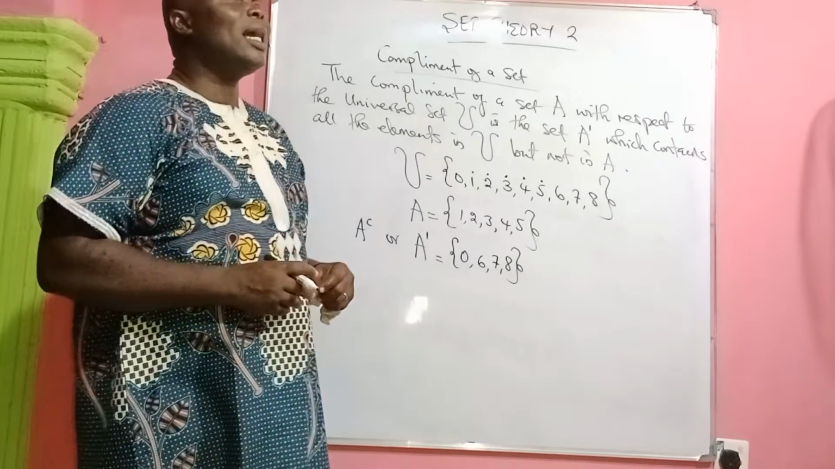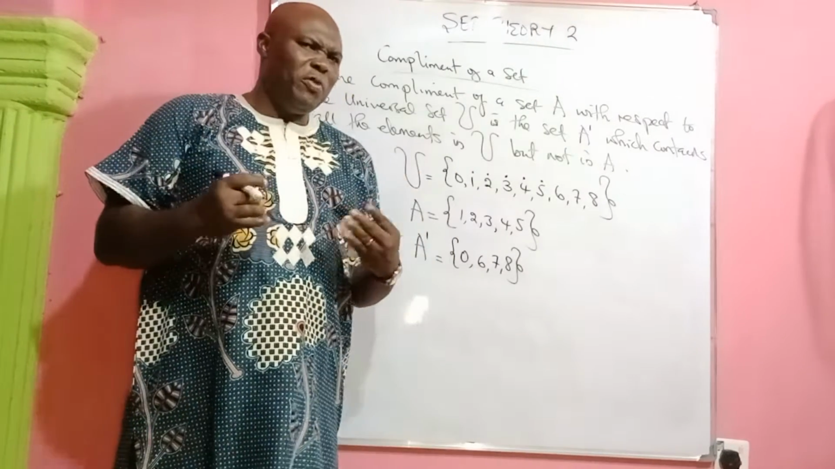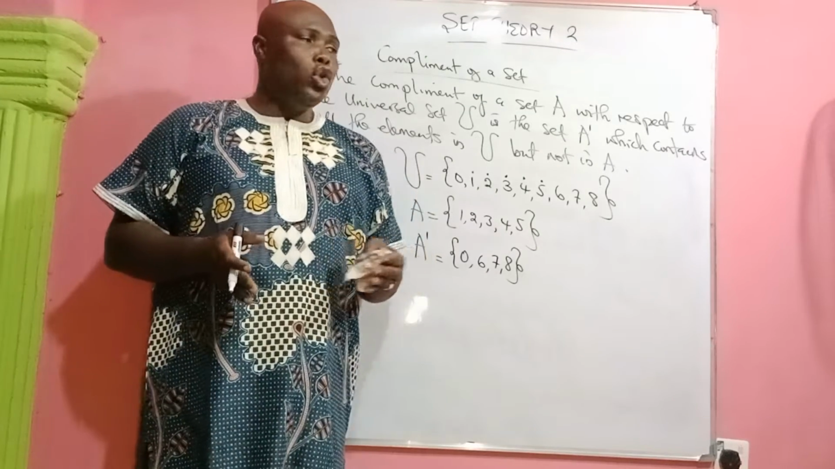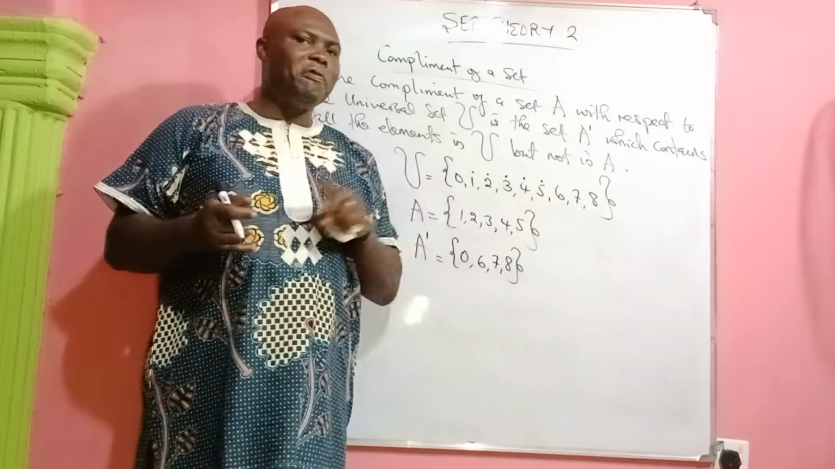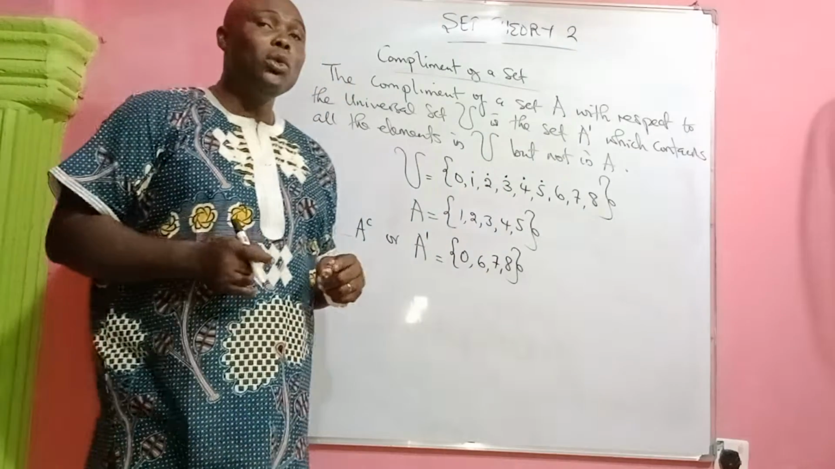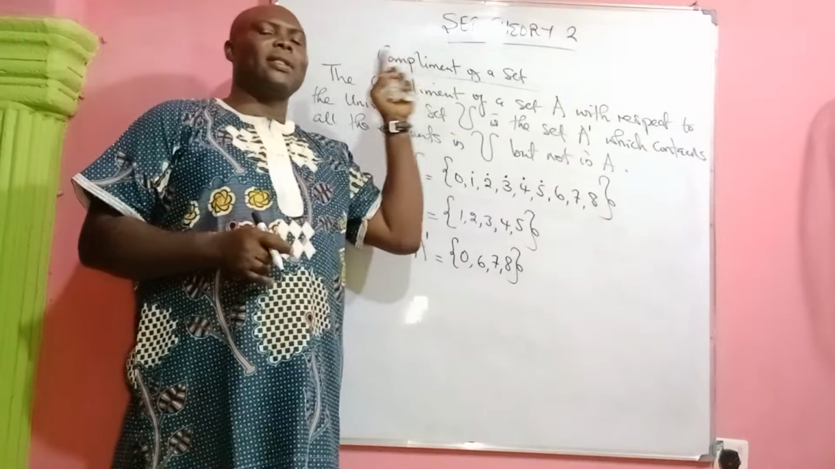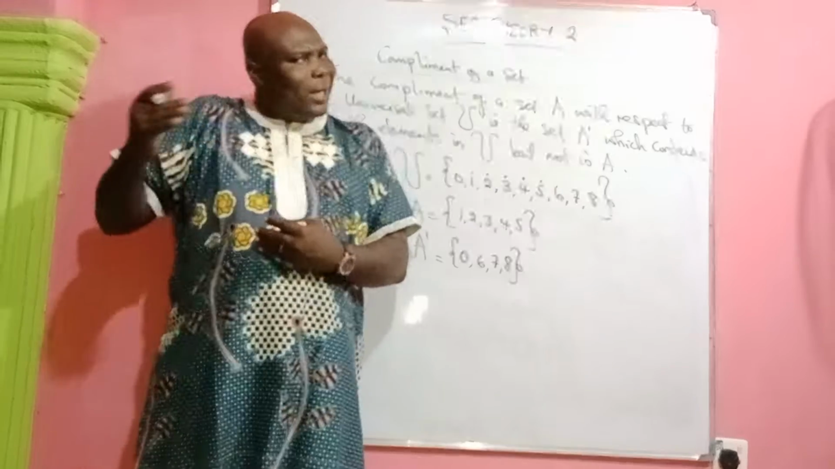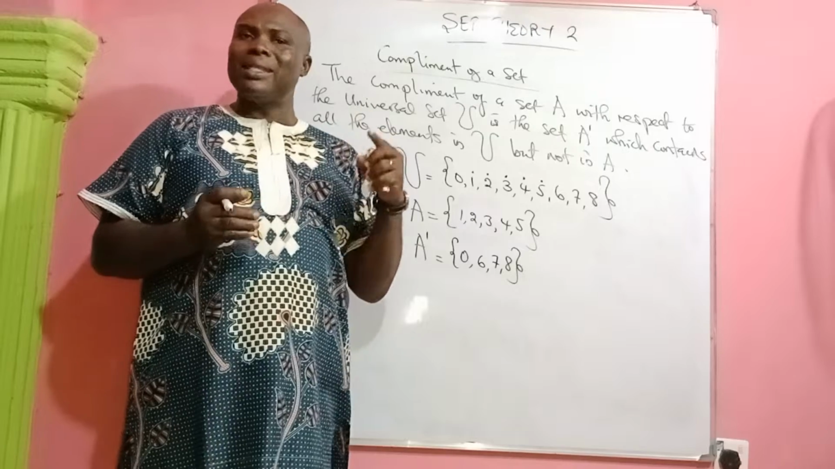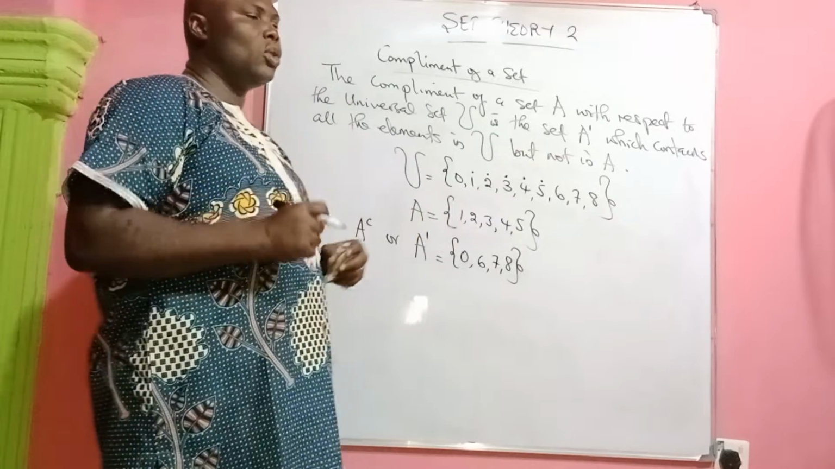Now you should understand that complements, most times you view them almost the same way you view the difference of sets. But the only difference is that when you are looking for the difference of sets, you compare set A and set B to find their difference. You don't make reference to the universal set. But when you are looking for the complement of a set, you are comparing that set with the universal set, not with another set. That's the difference between the complement and the difference of sets, even though they have striking similarities.